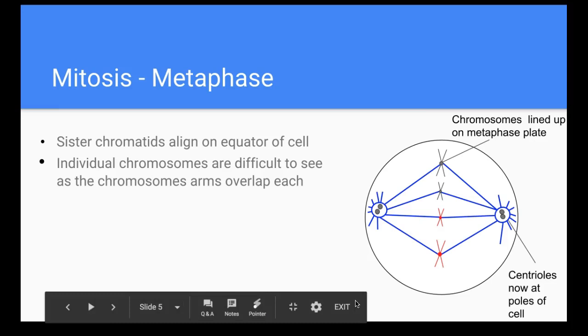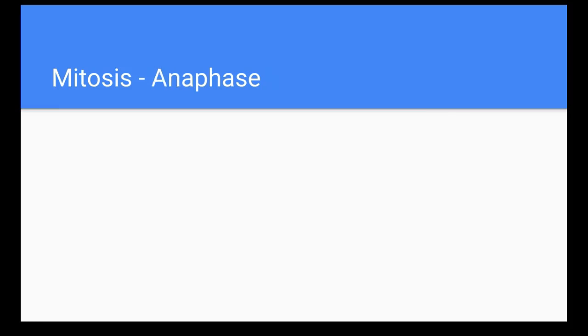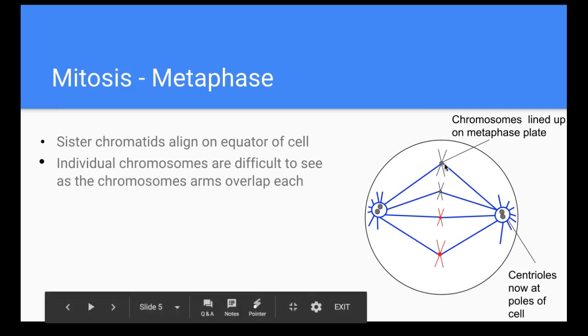And our centrioles would be now at the poles of the cell, the opposite sides, and we would have a nice straight line of chromosomes. That's metaphase. Anaphase is where those spindle fibers start to pull apart on either side of our chromosome.